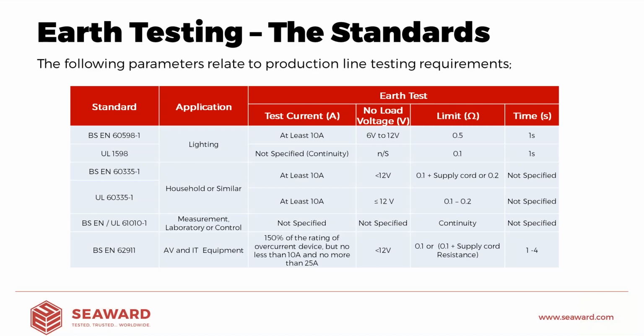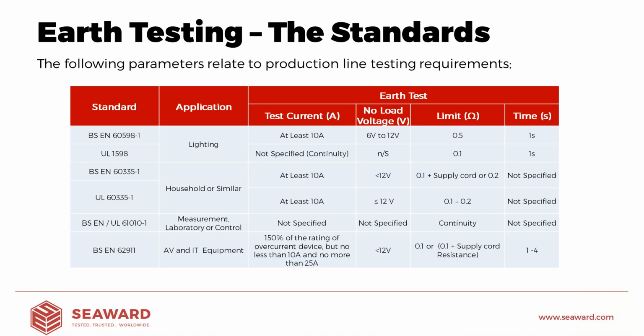If we look at a couple of other standards, the BS EN or UL 61010 for measurement, laboratory or control equipment, you can see there for a production test, we purely need to prove that the continuity exists. Interestingly, this is the standard that we would comply to for our test equipment that we supply. However, we do like to perform a bond test because we feel it's a more strenuous and more accurate reading for proving the condition of the connection rather than just the presence of continuity.